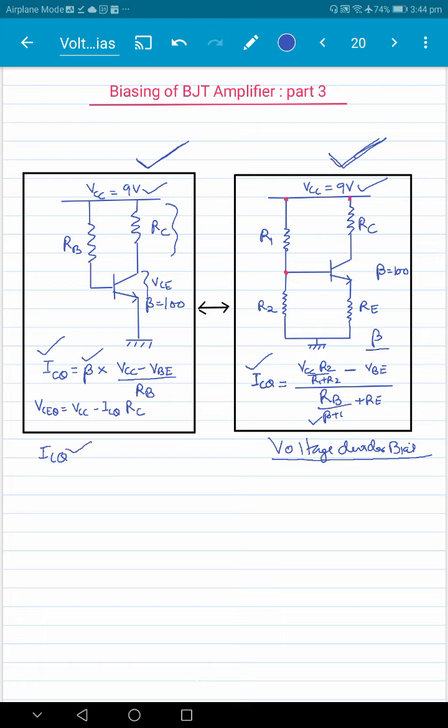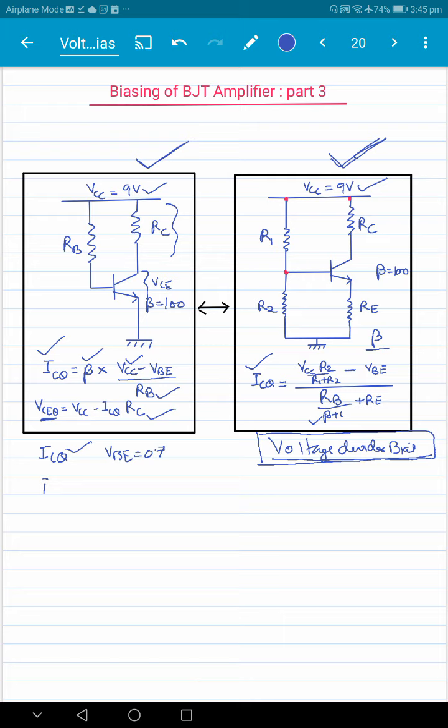If we are given ICQ and VCC here, and we assume the base emitter voltage to be 0.7, and beta is given to us, then RB is straightforwardly determined. And VCQ we are going to set in the middle, so VCQ is 4.5, then RC is also determined, right? So the design of the fixed resistor bias here is fairly straightforward. The design of the voltage divider bias is more complicated, right? And so here, for example, let's look at a systematic way of determining R1, R2, RE, and RC.